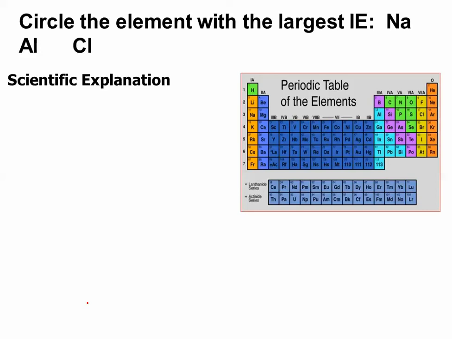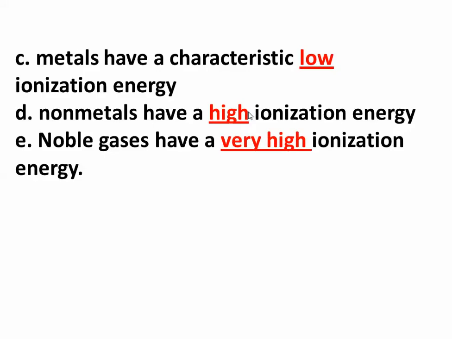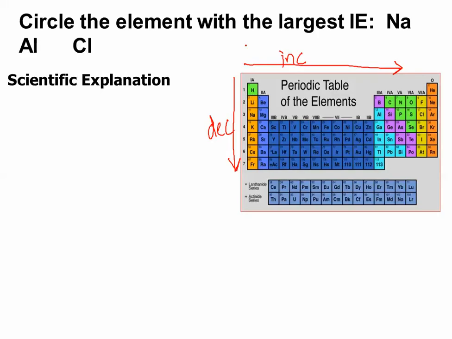So let's look at our trend. We know that going across a period, ionization energy increases. Going down a group, it decreases. So we're looking at sodium, aluminum, and chlorine. They're all in the same period, so we know it increases. Chlorine's at the end, so chlorine is going to have the largest ionization energy. So how are we going to explain that?